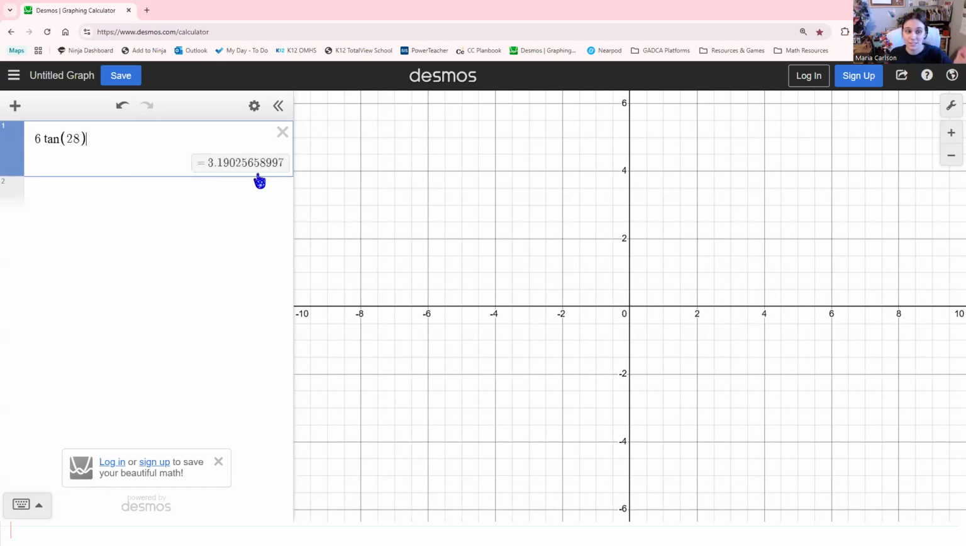And since I have this set to degrees, this will tell me that 6 times the tangent of 28 is 3.1902565 and so on. And in this example, let's round to the nearest hundredth. I kind of forgot to put that, but that's okay.